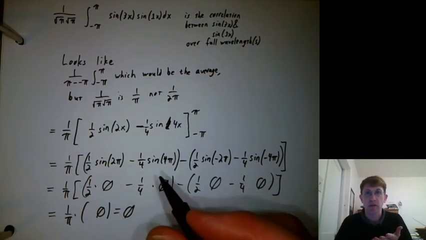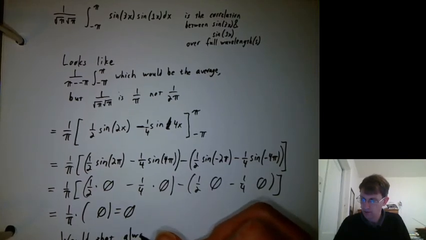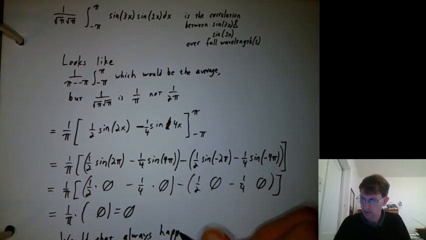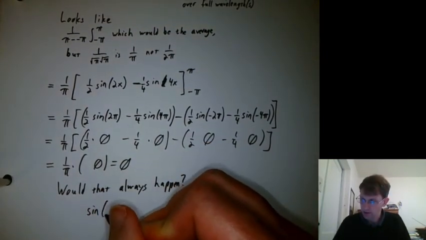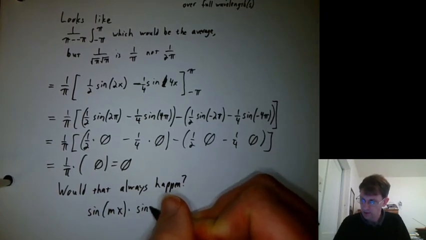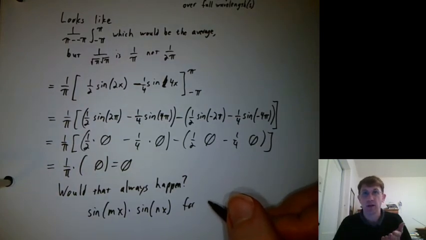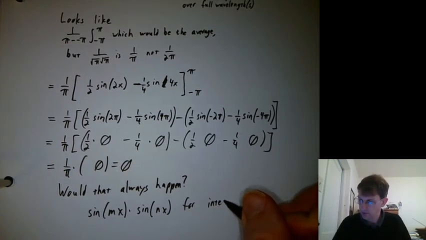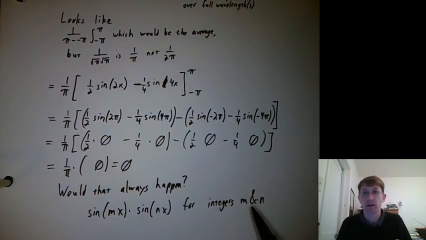Would that always happen, do you think? Let's write that down. Do you think if we had sine mx times sine nx, let's say for integers m and n, that always gives a correlation of 0? Can you imagine a situation where these two might be perfectly correlated with each other? You'll be exploring all that kind of fun stuff in the homework.